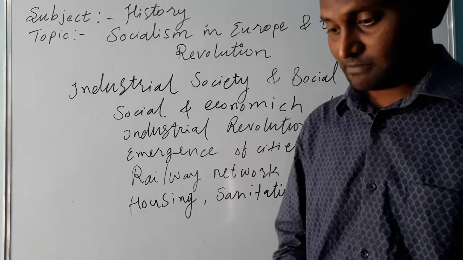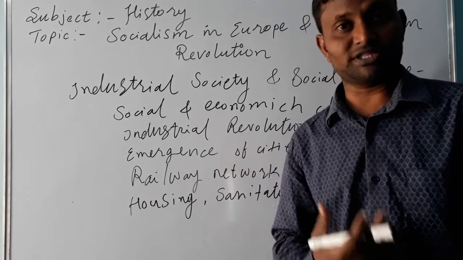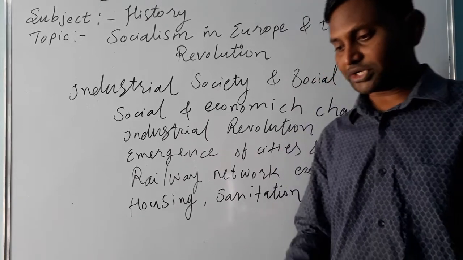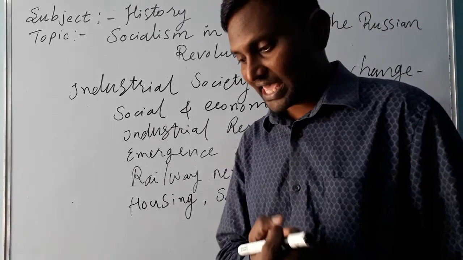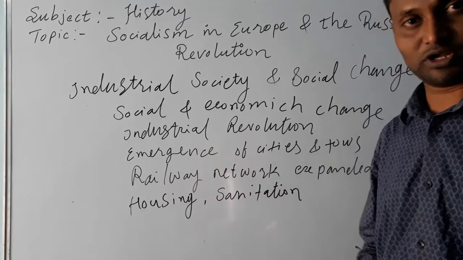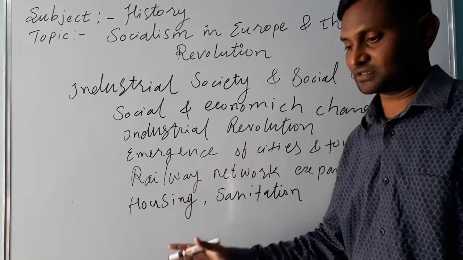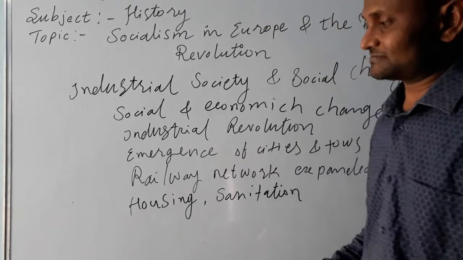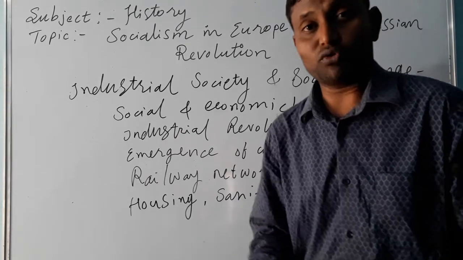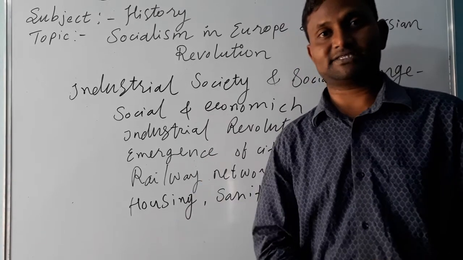Again, as I told you in the first video, liberals and radicals wanted to transform and change society. So they searched for methods to eradicate these problems. Liberals and radicals wanted to do away with these problems. Most of the industries were owned by liberals and radicals.